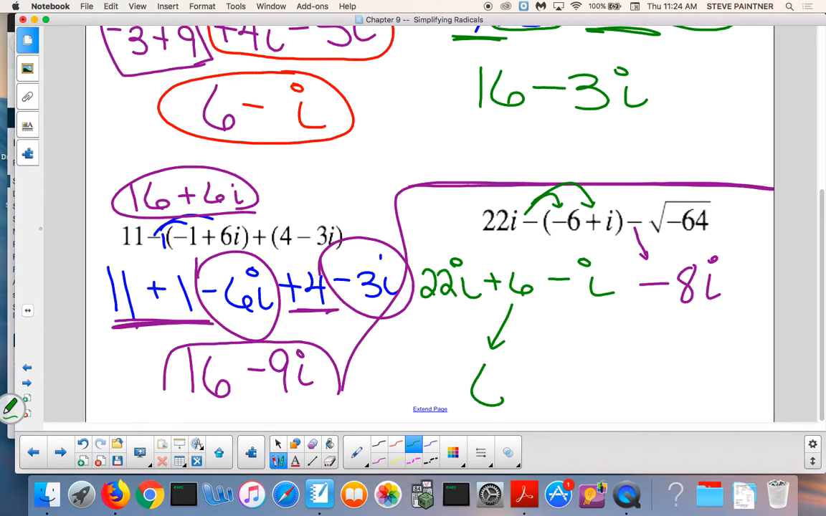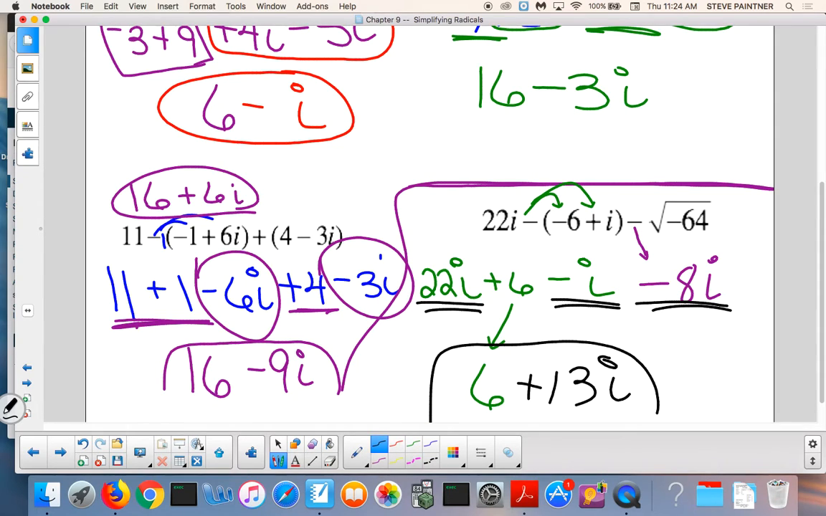Okay, now look for imaginary numbers. Well, they're everywhere. Here, here, here. Well, 22 take away 1, 21i. 21i take away 8i. 13. Positive or negative? Bingo. 6 plus 13i, done.